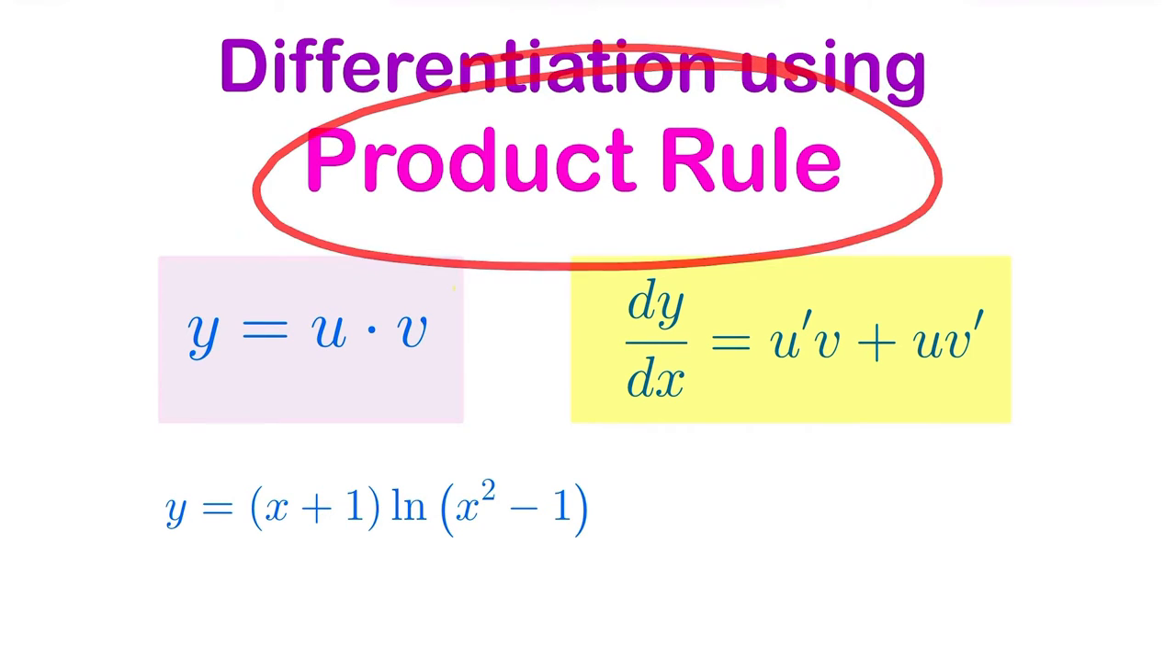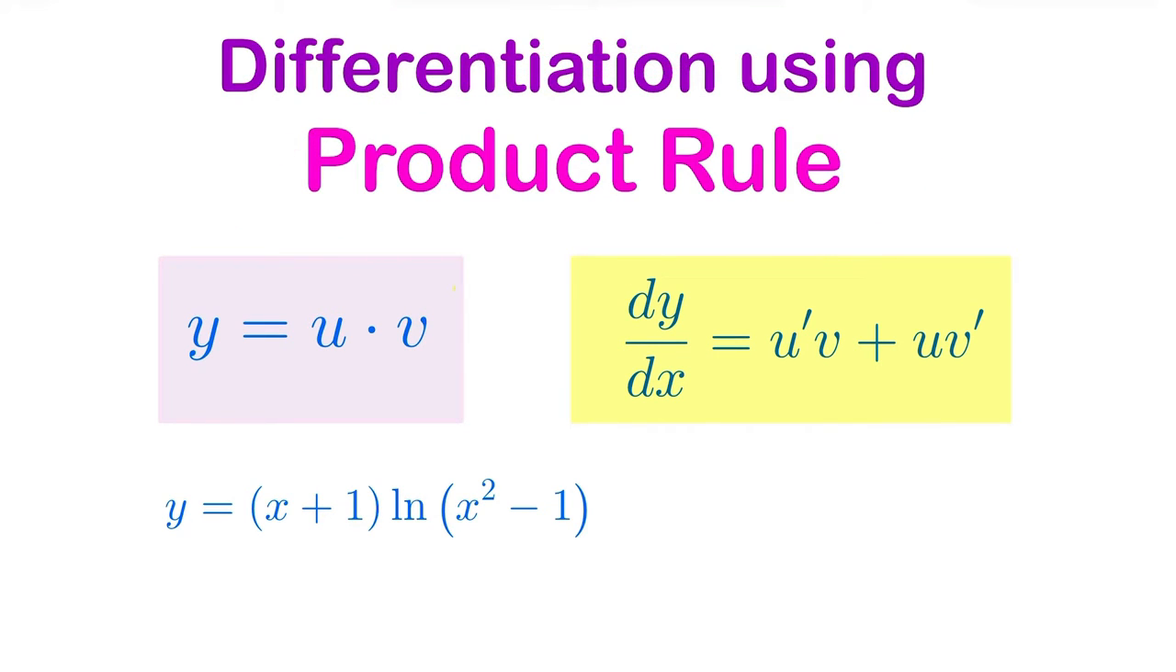Here's an example of using the product rule to differentiate when you have two things that are multiplied together. So here we have x plus 1 and a natural logarithm. Even though there's no multiplication sign, we understand that we have two terms. We have something, x plus 1, and we have a log, and they're not added together, they're multiplied, even though there's no visible multiplication sign. So we have two terms.